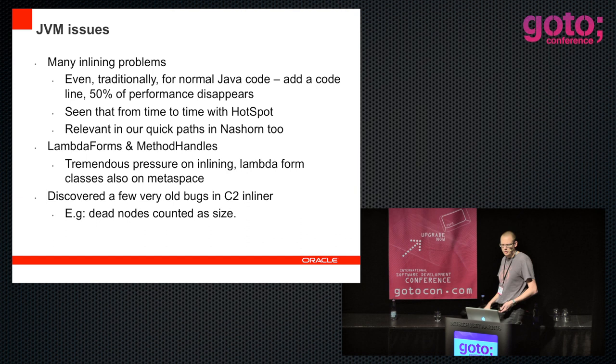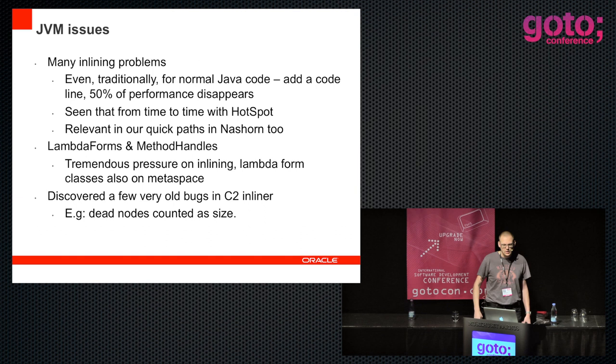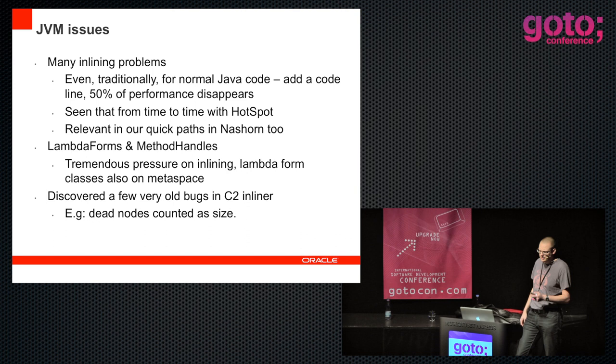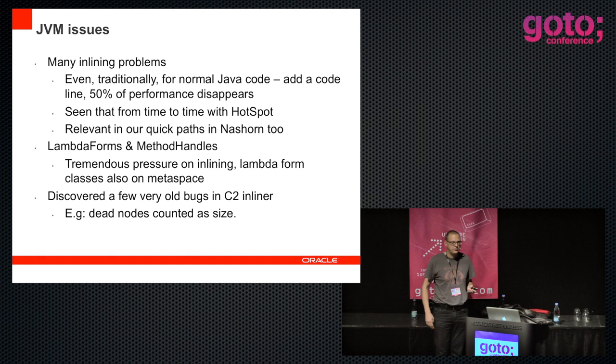You add one line of code, in some function, and suddenly 50% of your performance disappears from your program. At least I've noticed that. And that's because I've seen that from time to time with Hotspot. And this is relevant in our quick code paths in the Nashorn Java code as well. This is because Hotspot had a sharp upper inline limit where suddenly it stopped inlining.